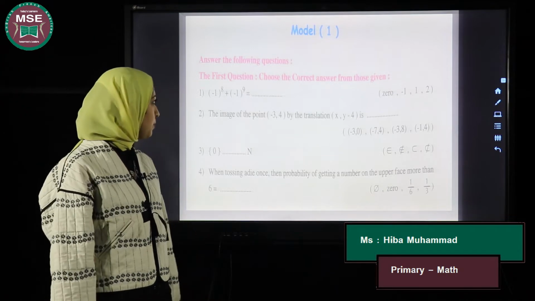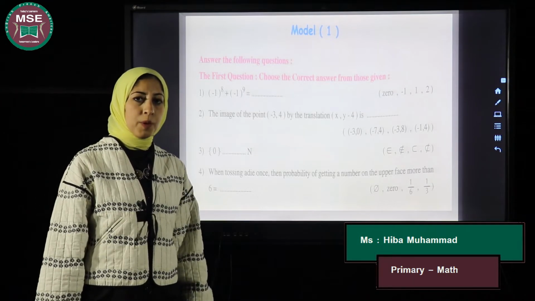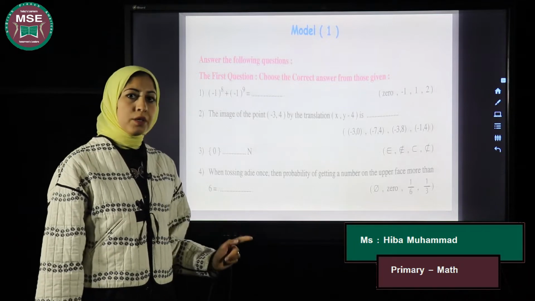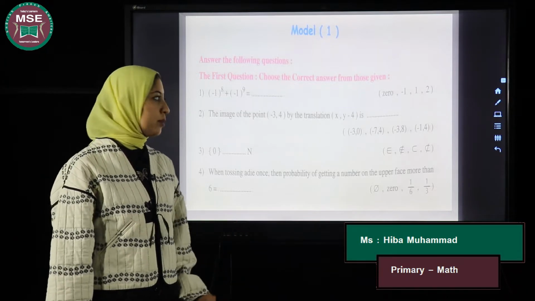Choose the correct answer. The first one: (-1) to the power of 8 plus (-1) to the power of 9. To make this, first, the even power cancels the negative sign.